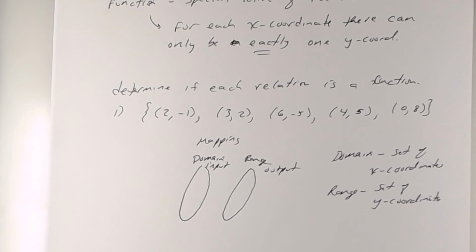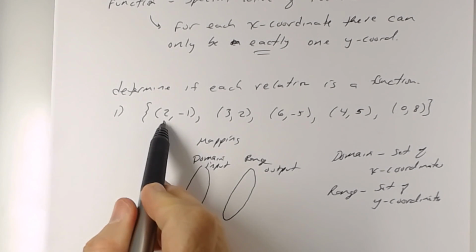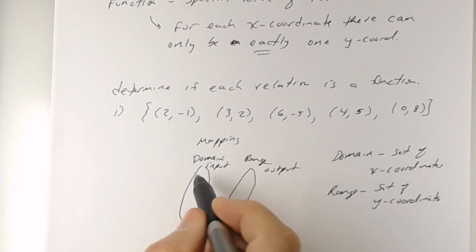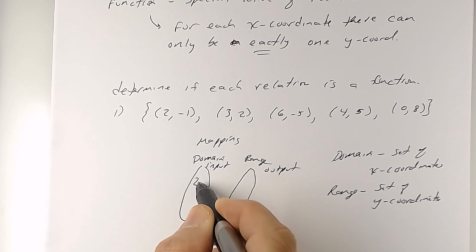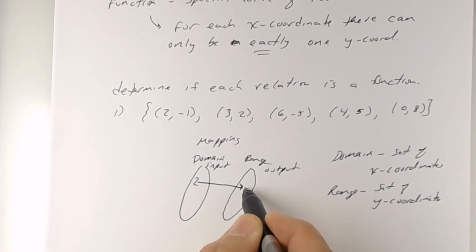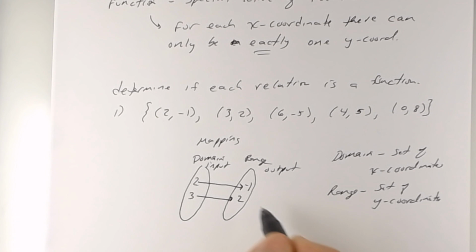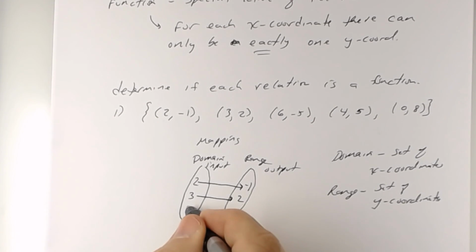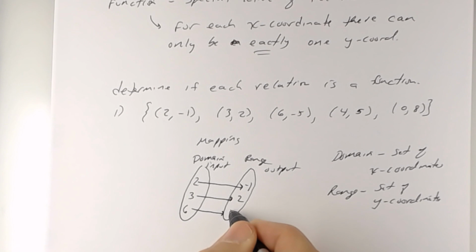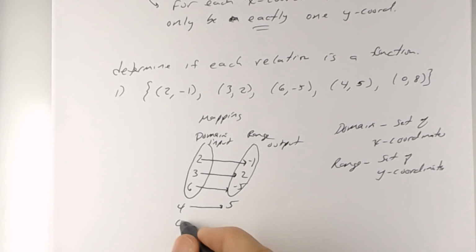So remember, your domain is a set of x coordinates. So when x is 2, what's my y coordinate? -1. So I'm going to write it. 2 gets mapped to -1. 2 is associated with -1. 3 gets mapped with 2. 6 gets mapped with -5. 4 gets mapped with 5, and 0 gets mapped with 8.